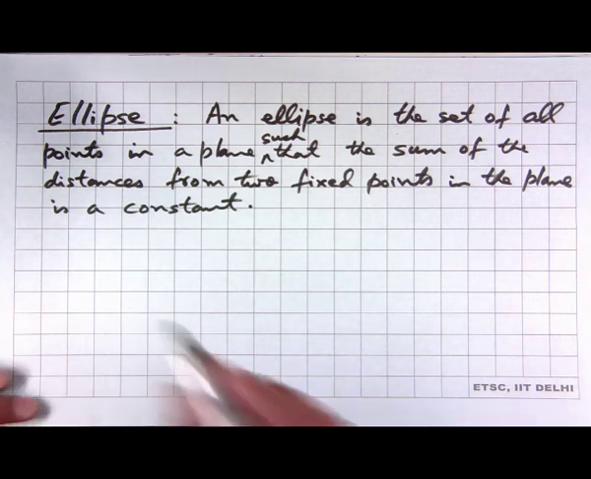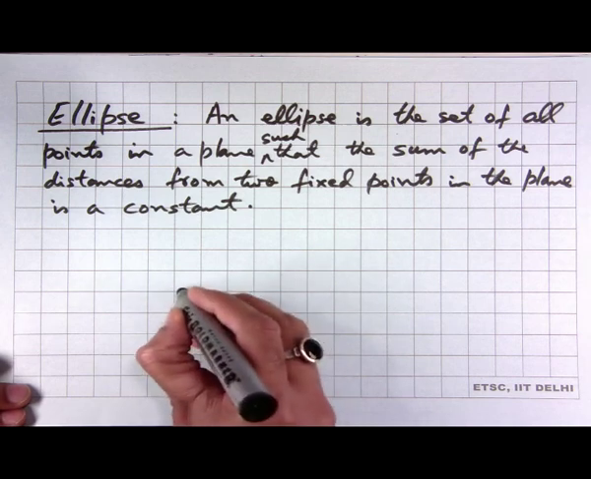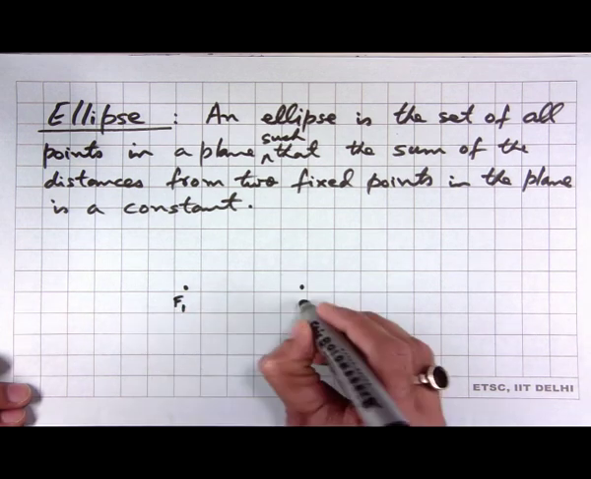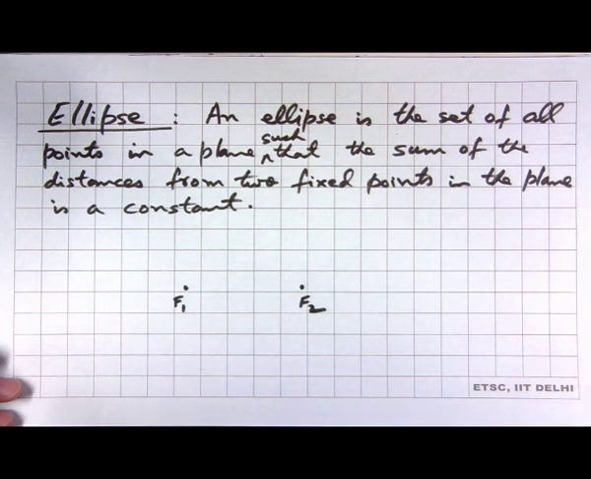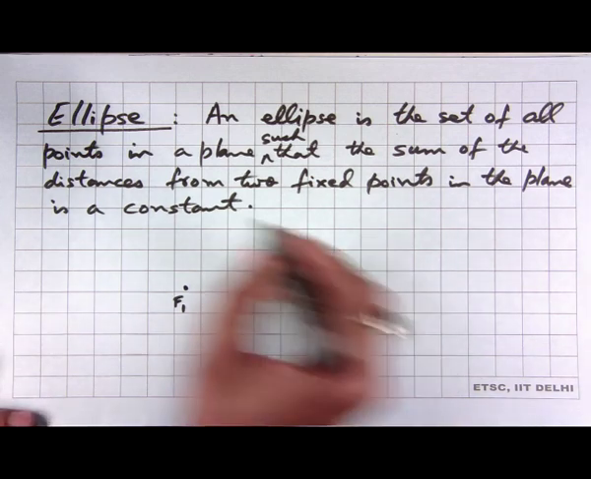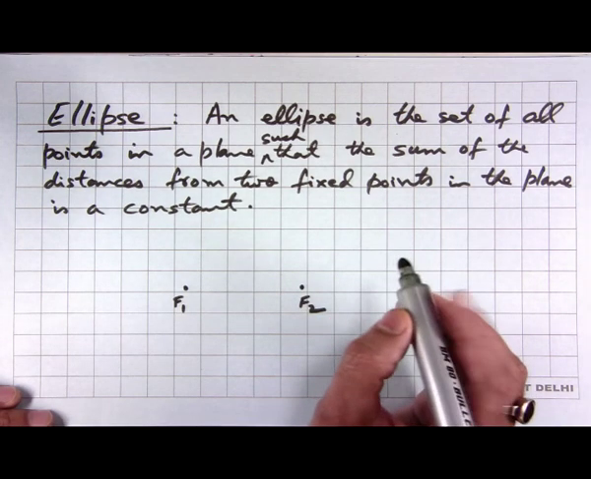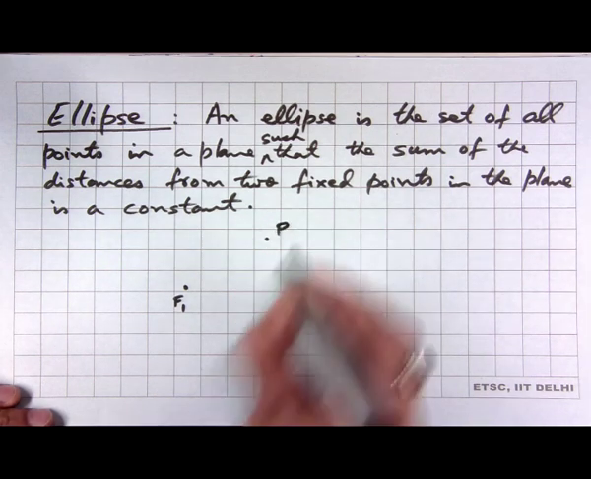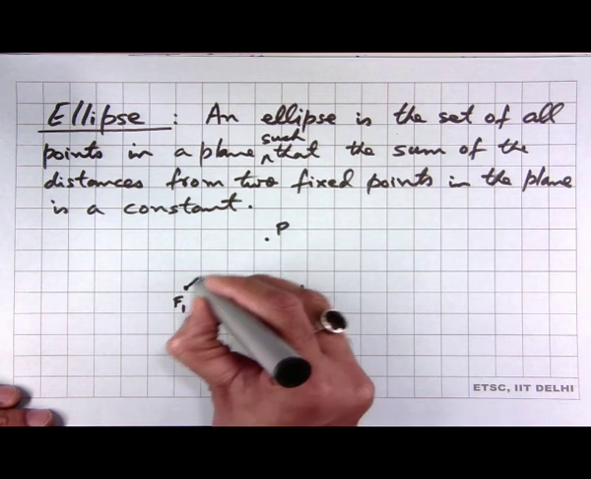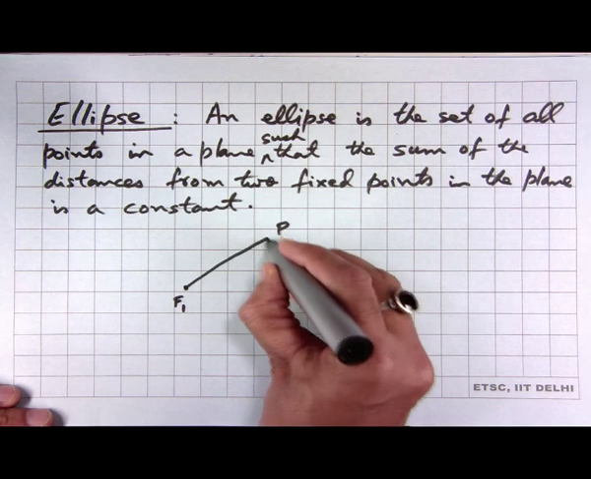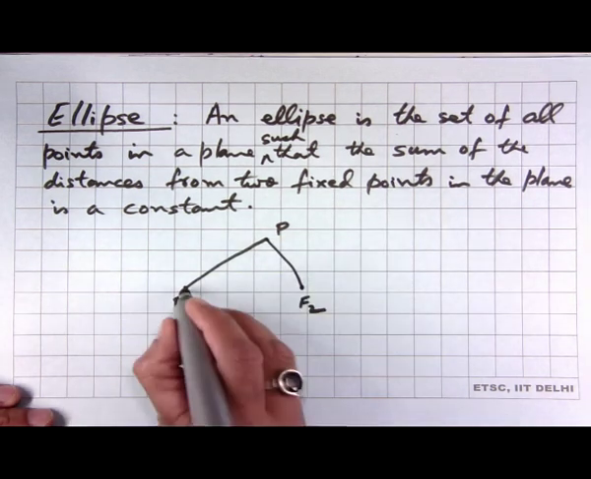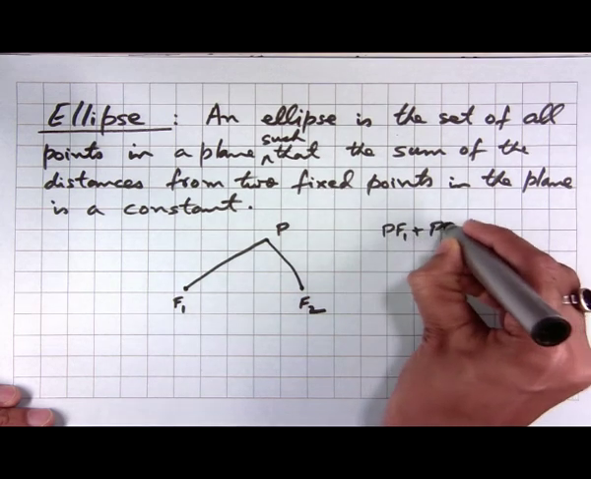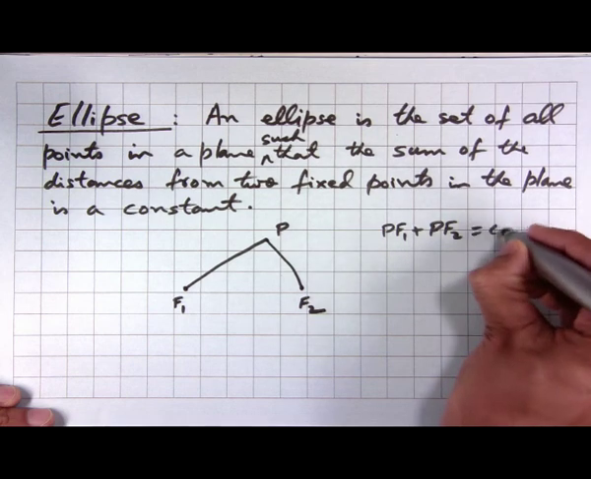So, what we have is two fixed points, let us call them f 1 and f 2, and then we are looking for all the points in this plane such that, if P is a point, the sum of the distances of this point from these two fixed points f 1 and f 2, that is P f 1 plus P f 2, is a constant.